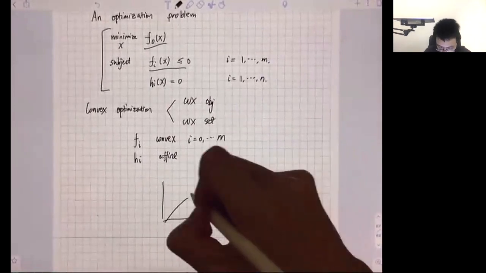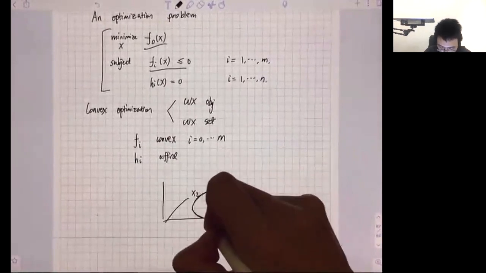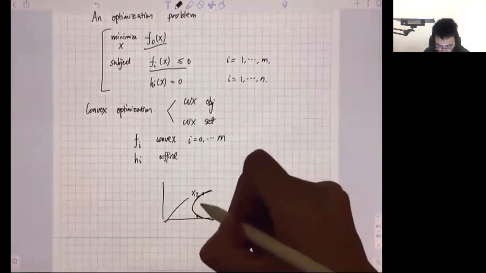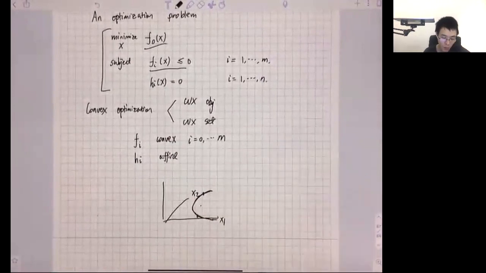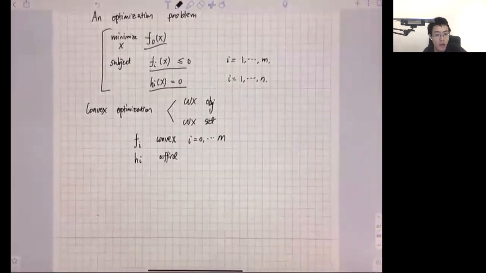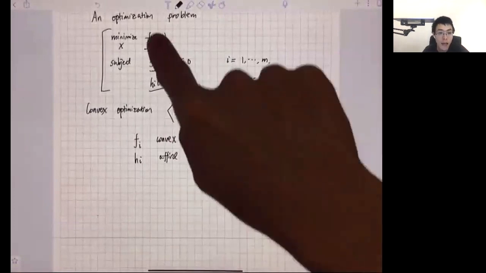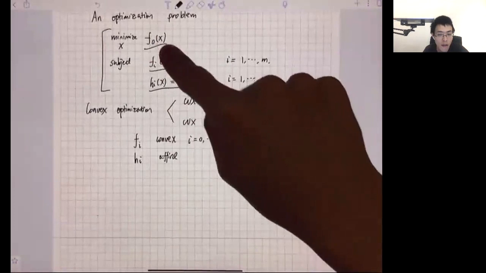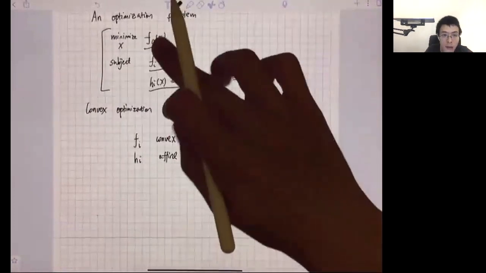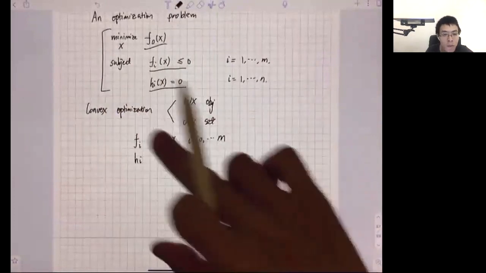So if you say x1, x2, I say my feasible set must be on this quadratic form in the x1, x2 space. Then it's not convex because the middle point is not in your feasible set. So this shows that your equality constraint must be affine and your inequality constraint must be convex and must be less than or equal to 0. And your objective must also be convex, okay? So this is the general form of an optimization problem. And what does it mean by convex optimization?